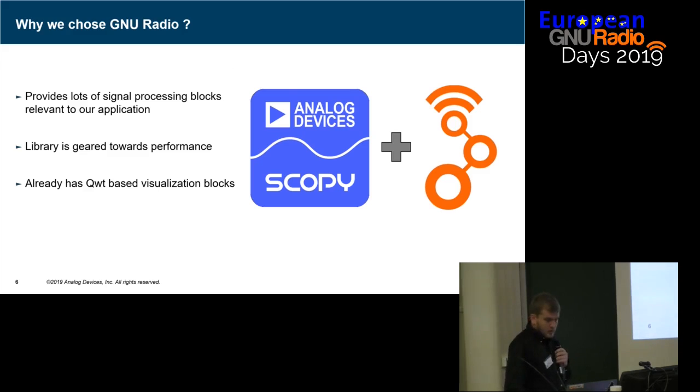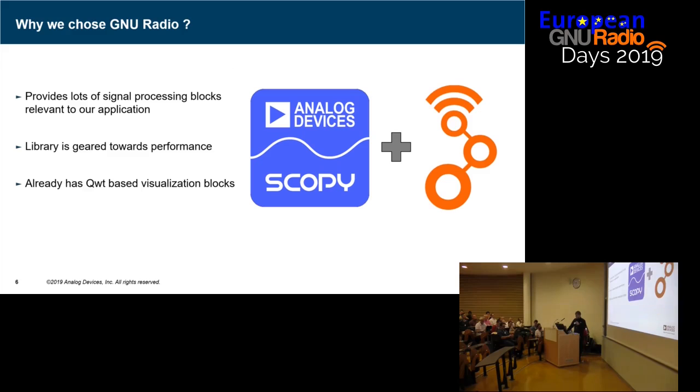So why did we choose GNU Radio? It provides a lot of signal processing blocks that were useful for our application. The library is geared towards performance, so it should run on most PC hosts. We want to run it on Raspberry Pi. We also want to run it maybe in the future on Android-based platforms. And a big deal for us was that it already had a QWT-based visualization block, so we could hack those and change them to better fit our application.